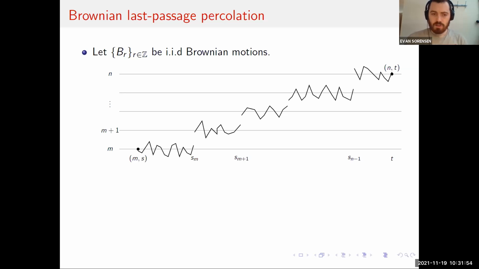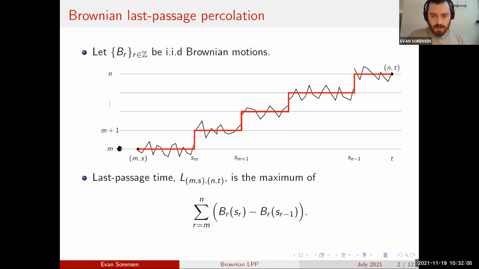So we start with these i.i.d. Brownian motions, one for each integer. And here we've graphed this. In the plane, we have integer levels. And we're looking at paths that take up-right steps. So they move up and to the right. They're moving from (m, s) to (n, t). And we're trying to find the maximum of all sums of increments of the Brownian motion.